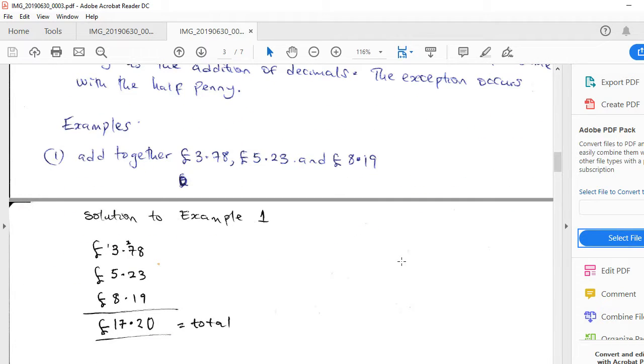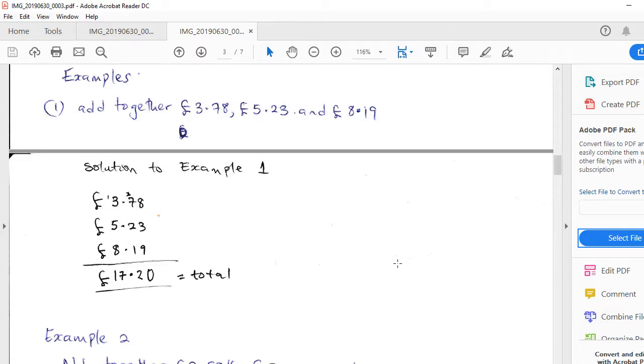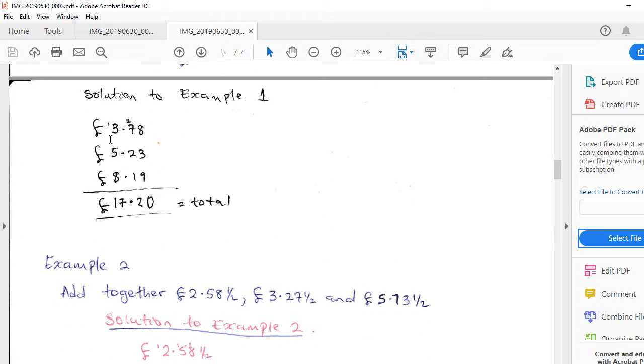So first of all, look at this example number one. Let's say add 3.78 pound with 5.23 pound and with 8.17 pound. What does this mean? We should add these three pounds together. So basically, you can see that this is 3.78 pound, 5.23 pound, 8.19 pound. So how do you do this?